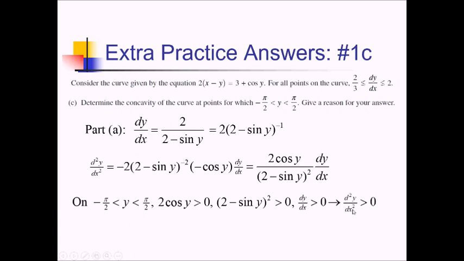And if the second derivative is positive, this implies that on the interval from negative pi over 2 to pi over 2 for y values, we have a concave up function. Curve, at least. Not necessarily a function, but the curve is concave up.